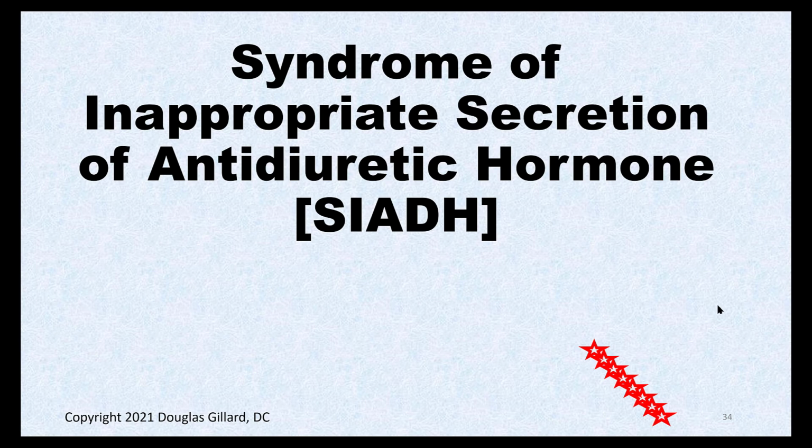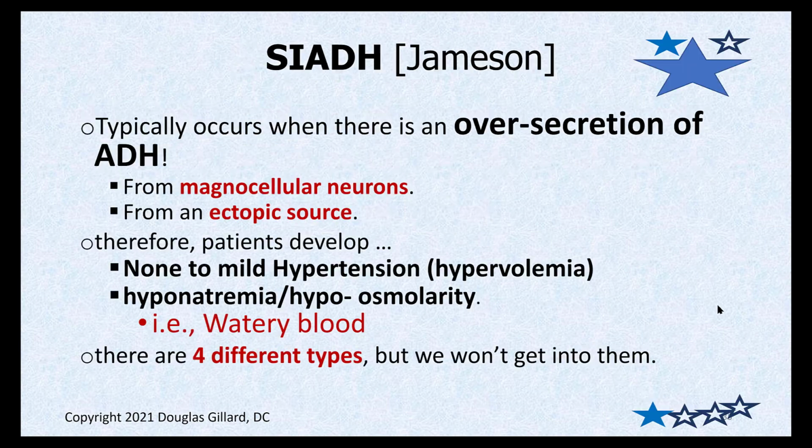Let's talk about SIADH, the syndrome of inappropriate secretion of antidiuretic hormone. SIADH. And it occurs from an oversecretion of ADH. Maybe the magnocellular neurons are hyperactive or inflamed and spitting out too much ADH. Sometimes there's nothing wrong with the magnocellular neurons. Sometimes it's a tumor, like a lung cancerous tumor, that just happens to secrete ADH without regulation. So it could be from an ectopic source. And we've talked about that.